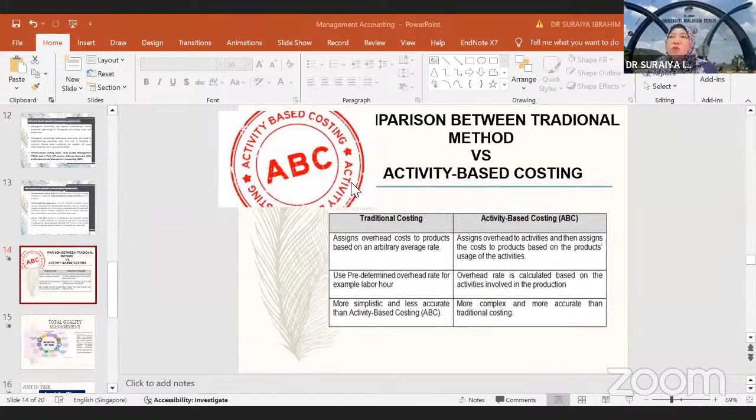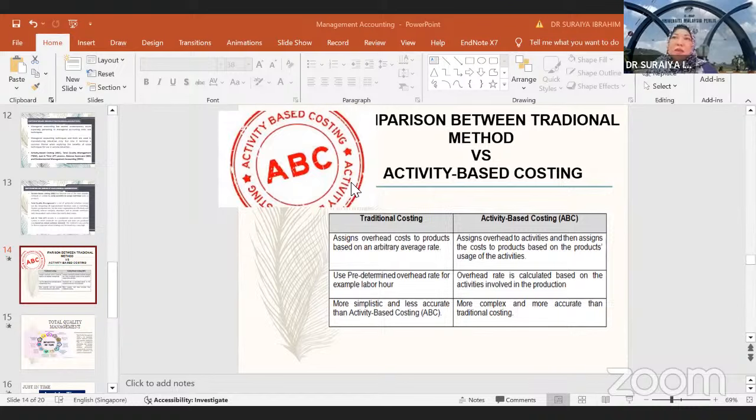Okay, so it is more suited to businesses with high overhead costs that manufacture products, right? Rather than companies that offer services. Okay, a services company, I mean, is not really suited to activity-based costing.